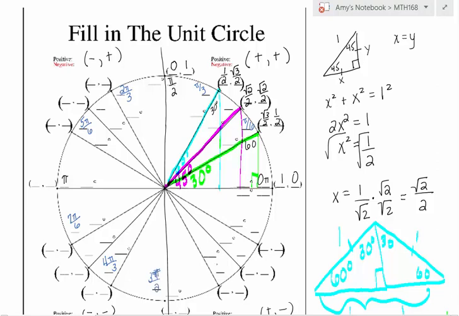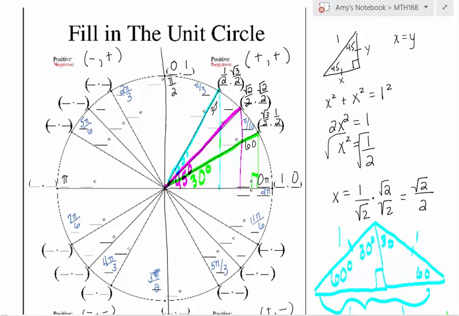10 pi over 6, which is 5 pi over 3, 11 pi over 6, and then of course 12 pi over 6 is 2 pi. So that's how you count off your unit circle using pi over 6.